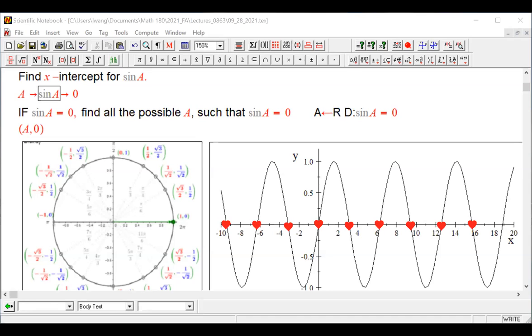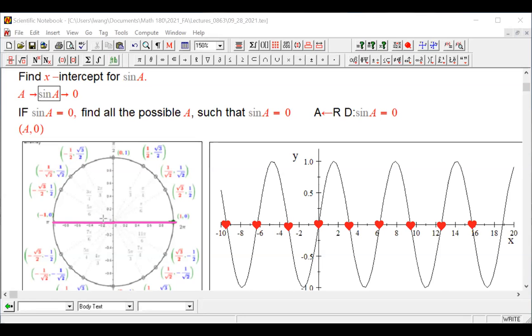So these points are difficult to identify, right? But we can look at the unit circle. The unit circle says sine A equals 0, meaning the blue 0. Sine A corresponds to blue 0. So there are two blue zeros. There are two terminals. One terminal is here, and the other terminal is there. And that's how we identify K pi.